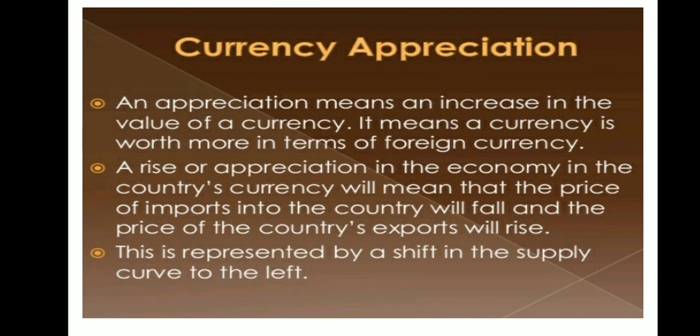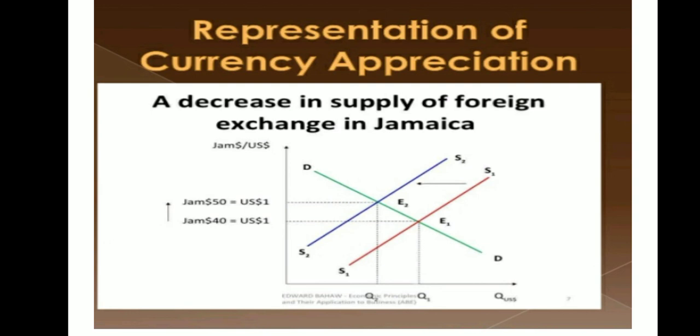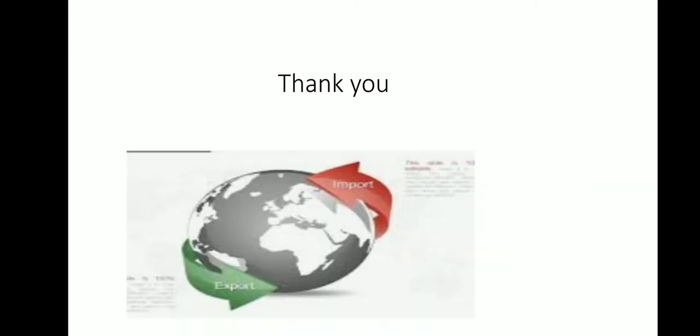This is represented by the shift in the supply curve. Now see, what is happening is that there is a decrease in the supply of foreign exchange. Now the supply is S2, and as a result there is a price increase in the domestic currency, that is called currency appreciation. In case you still have any doubt, kindly let me know.